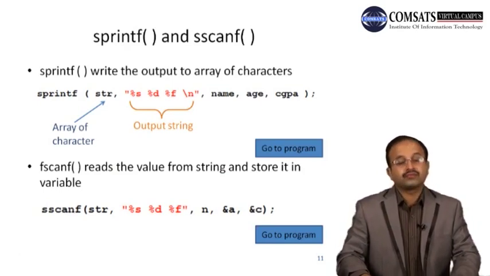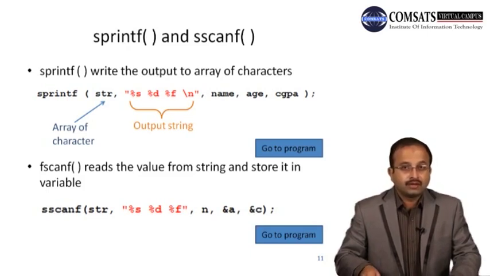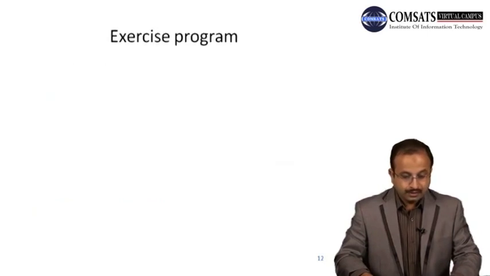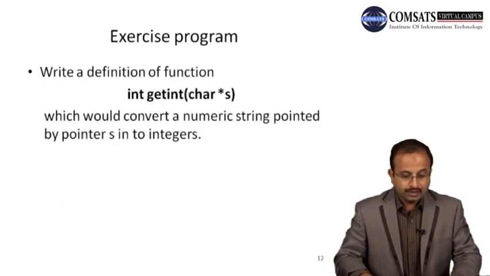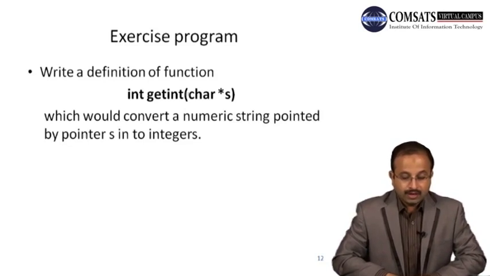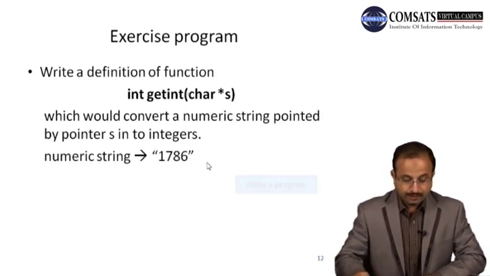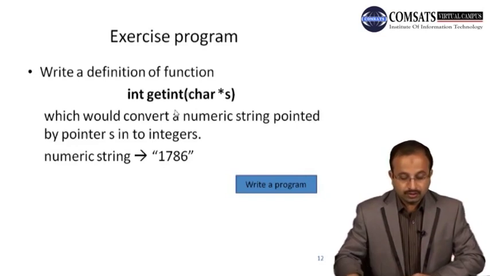This means that if we have a string that only contains integer values, we can easily convert that string to integer value using sscanf function. Let's see the exercise program. Write the definition of the function int getInt. So the return type of the function is integer, name of the function is getInt, and we are passing a memory address to that function, which would convert a numeric string pointed by a pointer p into integer. Like the numeric string is 1786, and we get this function return us 1786 as integer value, not the string.